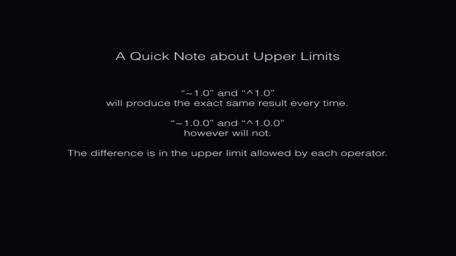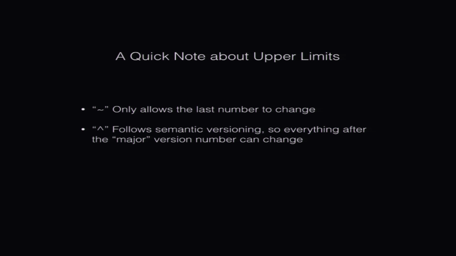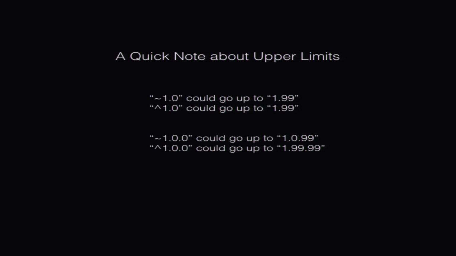So tilde 1.0 and caret 1.0 are going to be the same thing every time. However, tilde 1.0.0 and caret 1.0.0 will not, because the caret respects semantic versioning, whereas the tilde will only allow the last digit specified to increment. For example, tilde 1.0 can go up to 1.9 because the last digit is a 0, so that one can increment as much as we want. It can go 99, 100, 5 million, whatever. Same thing with the caret: anything after the major number can increment. But down here, with the tilde, only this third number can increment.